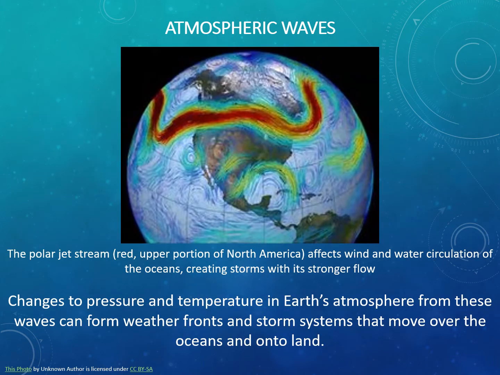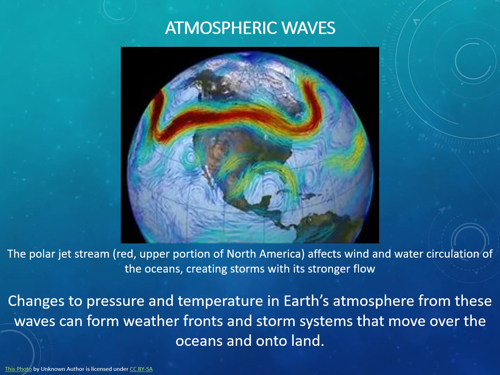So changes to pressure and temperature in Earth's atmosphere from planetary waves can form weather fronts and storm systems, and these will move over the oceans and onto land. So this slide has changes to the polar jet stream once again from that Rossby wave, that planetary wave, which can push strong and severe snowstorms much farther south during different seasons and during different years.